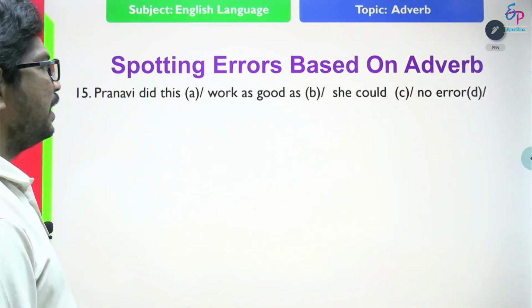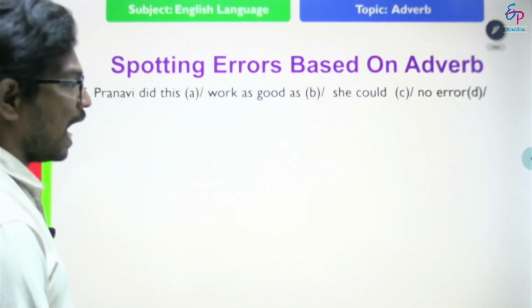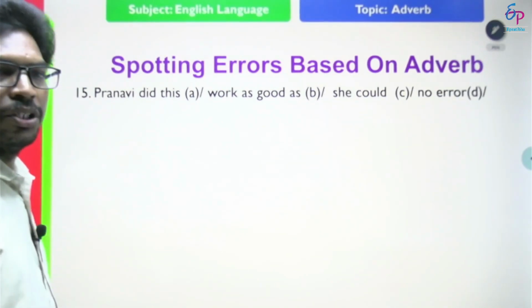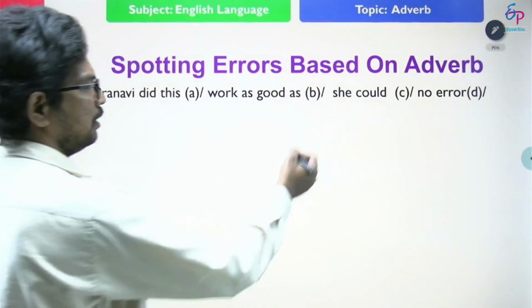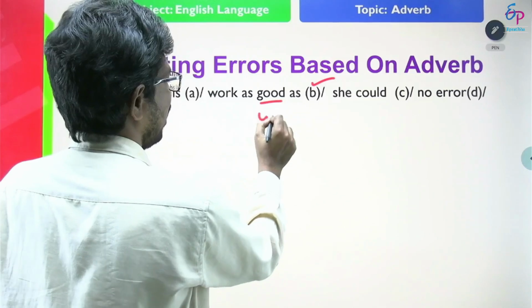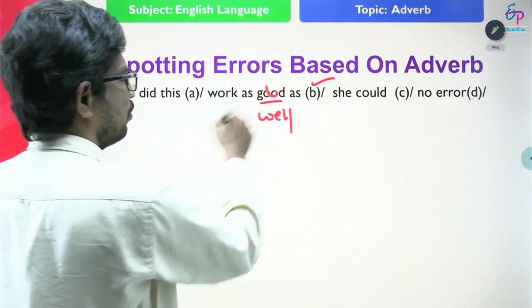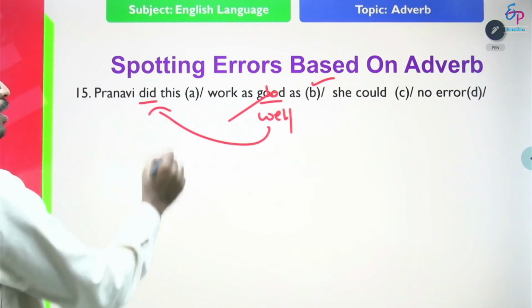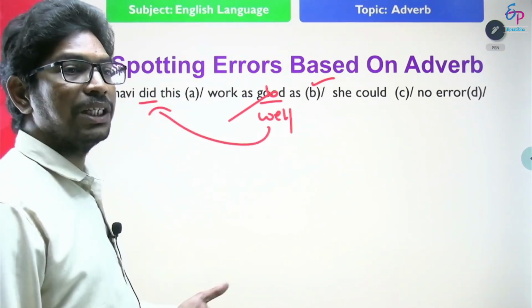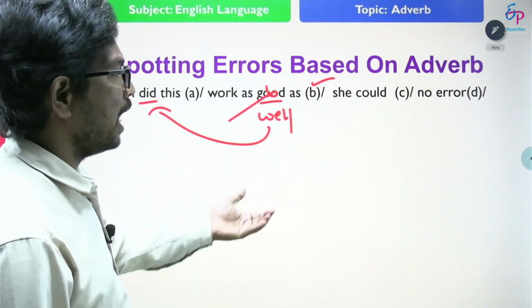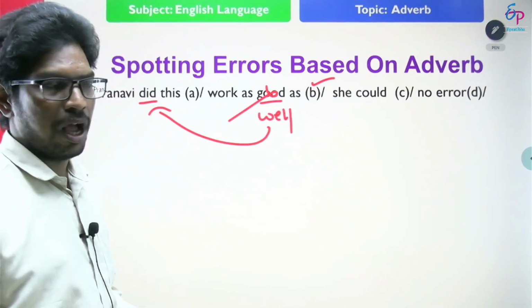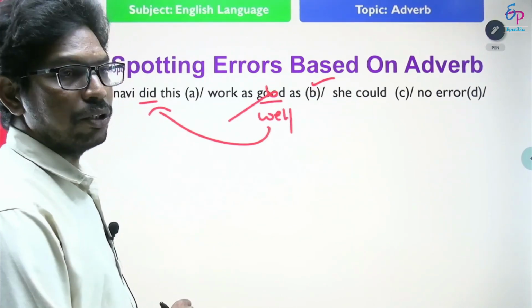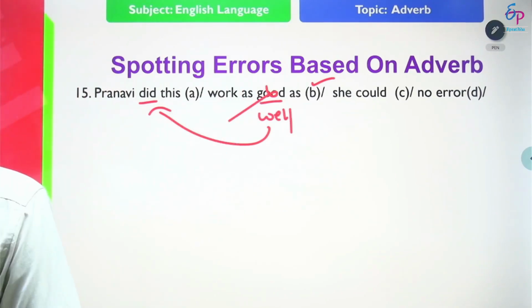Next, Pranavi did this work as good as she could. So where is the error? Error is at B. As well as, not as good as. Good is always used as adjective. Here we are talking about the action. It is modifying the action. Pranavi did this work as well as she could is correct. Error is at B.